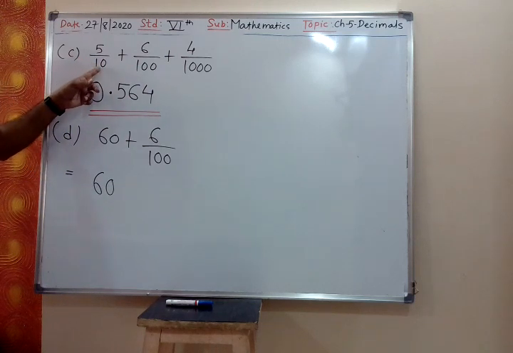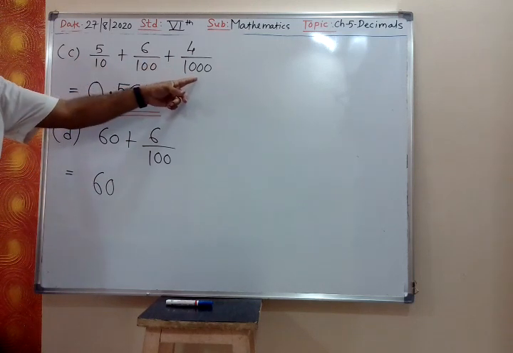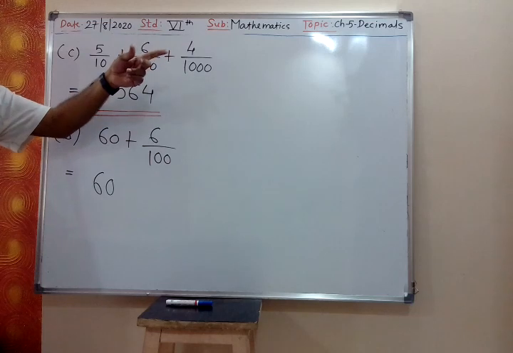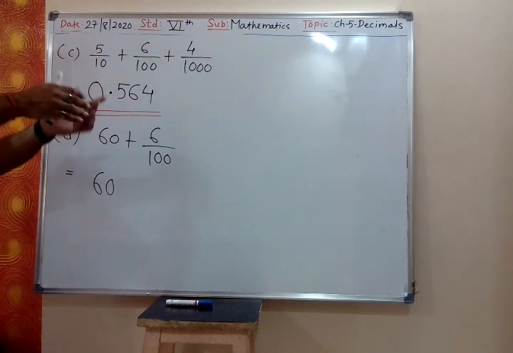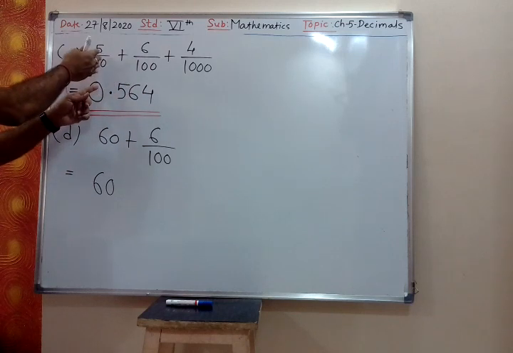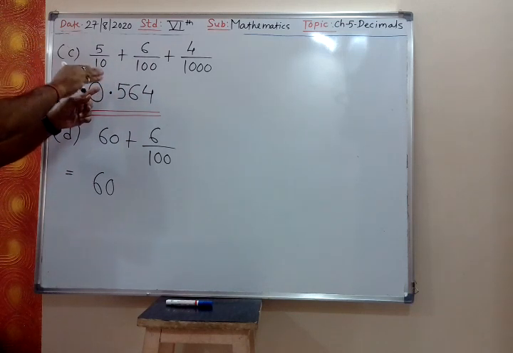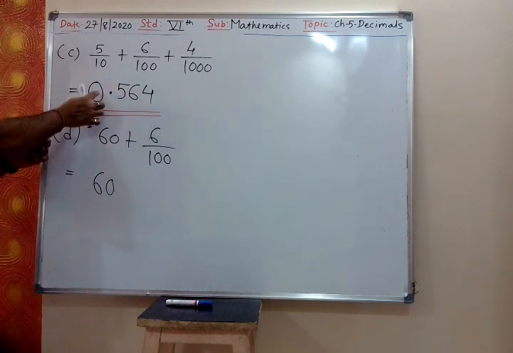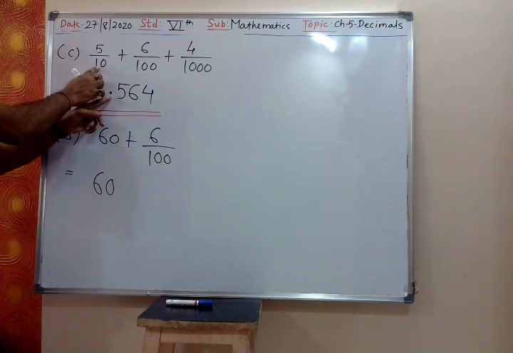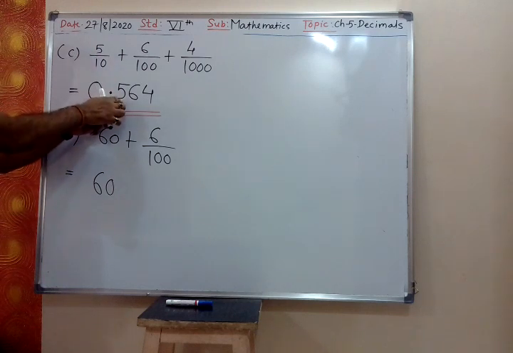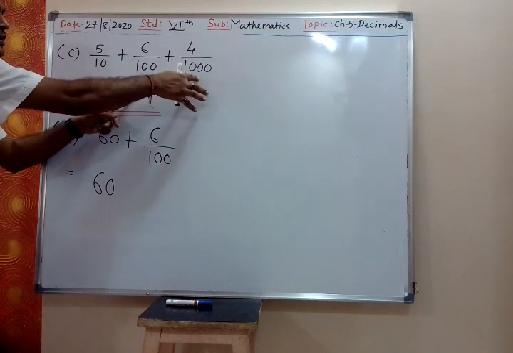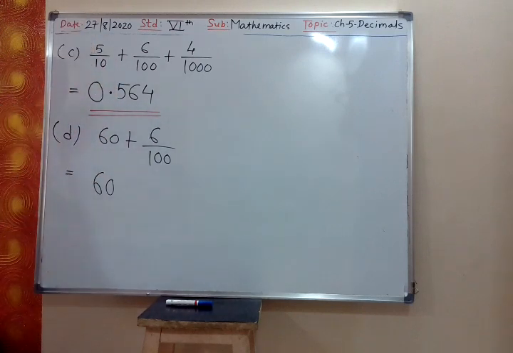We are given 10th position, 100th position, 1000th position. They are after decimal. Now before this there is no number. That means before decimal there is no digit. So before decimal I will take my digit as 0. And then we write 0 point. Then it is 10th position, so digit is 5. I will write 5. 100th position, digit is 6. I will write 6. 1000th position, digit is 4. I will write 4. So 0.564.